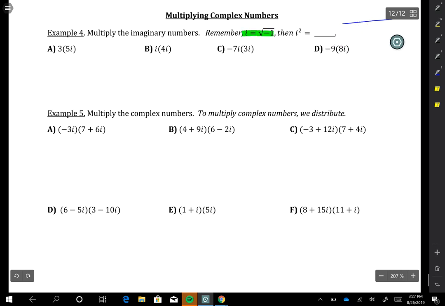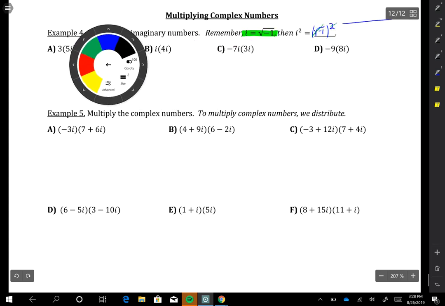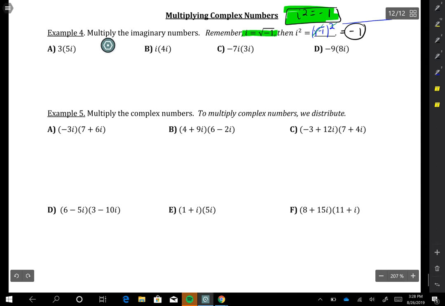i is the square root of -1. So if we were going to square i, that would mean we're taking the square root of -1 and squaring it. What that does is the square and the square root cancel, which means you get -1. So big thing here, guys: i squared equals -1. Okay, let me recircle that. We're going to use that fact right now to multiply the imaginary numbers.